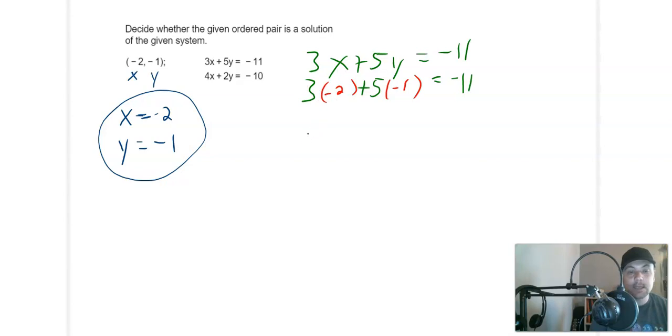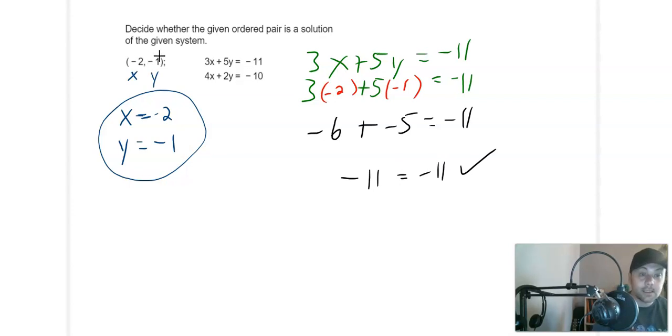So 3 times negative 2 is negative 6. 5 times negative 1 is negative 5. We get negative 5 plus negative 6. I said that backwards, but same difference. We get negative 11 when I add those two together. Negative 11 does equal negative 11. So this ordered pair does work in the first equation. It's a solution to the first equation, but that doesn't mean it's a solution to the system of equations.